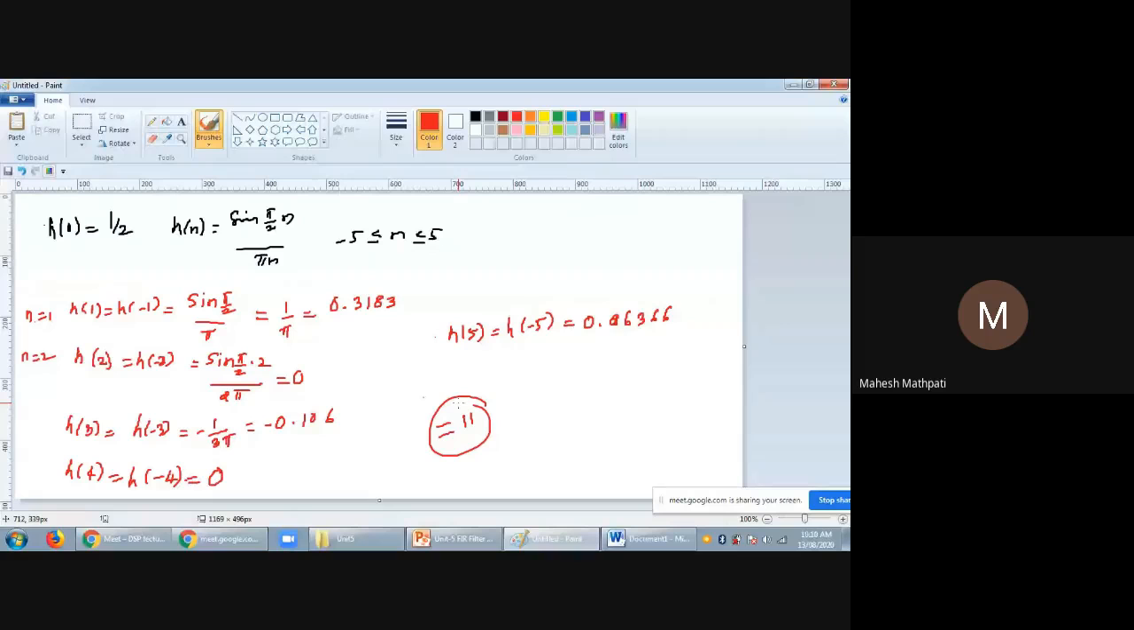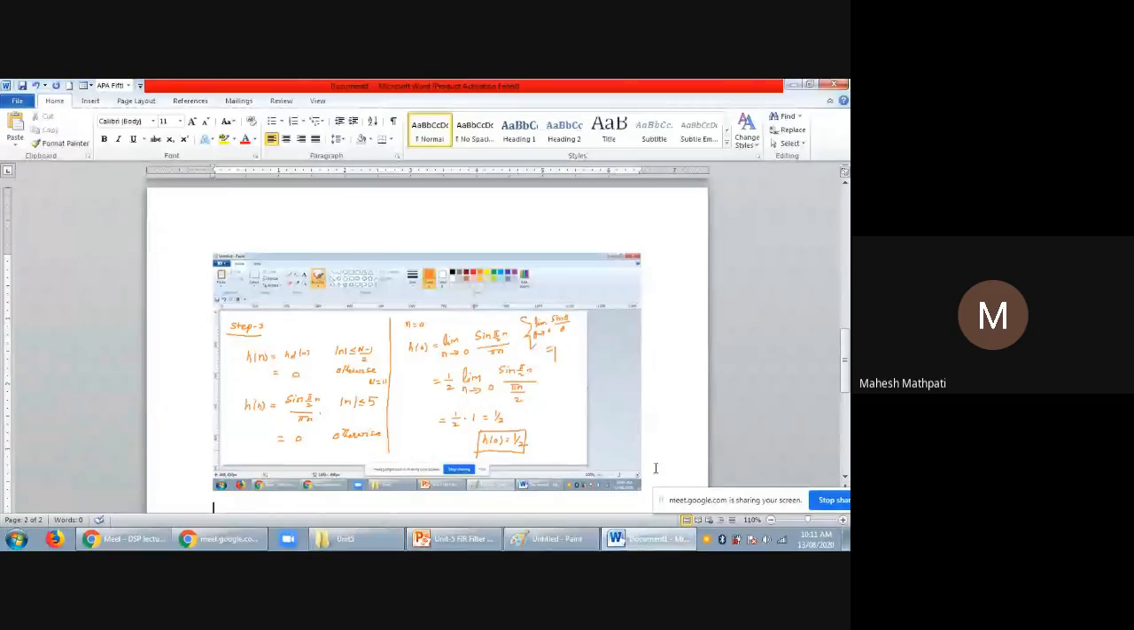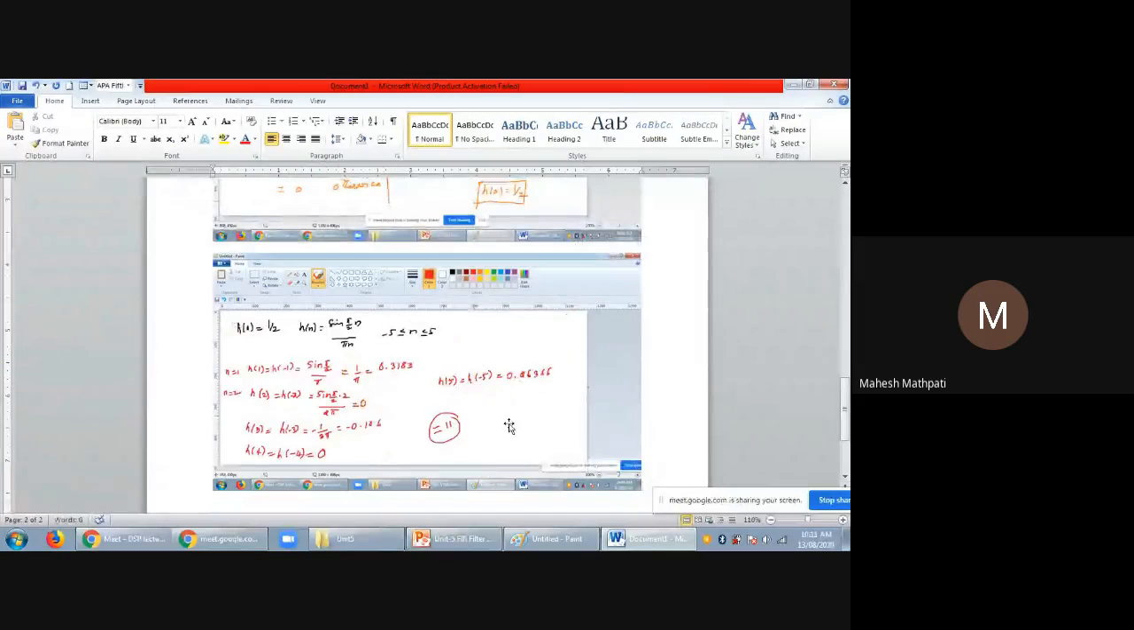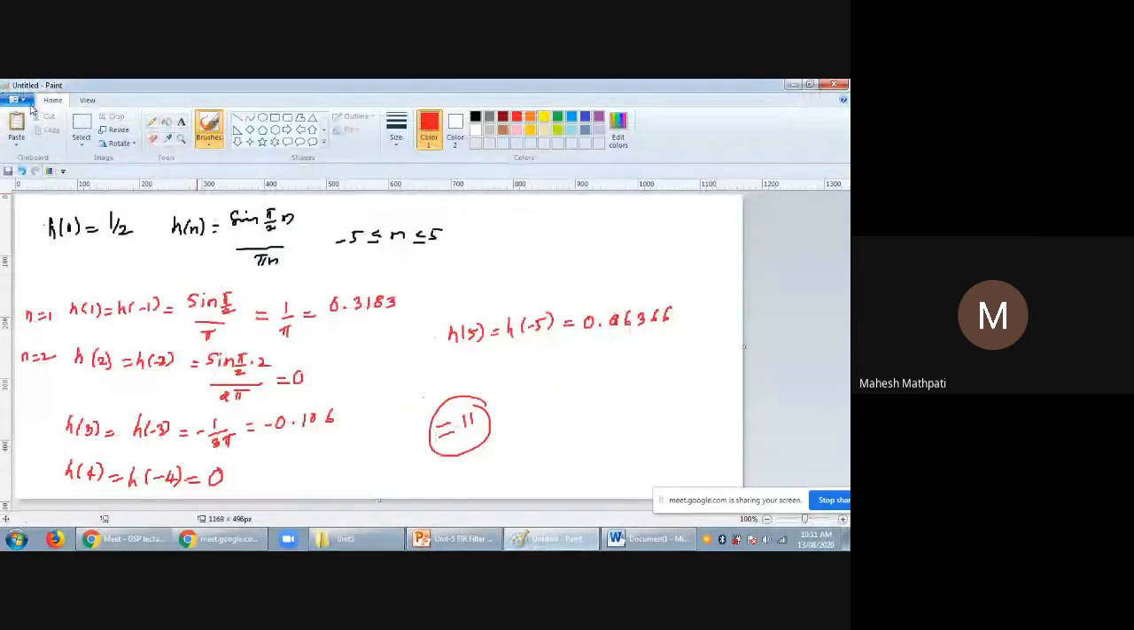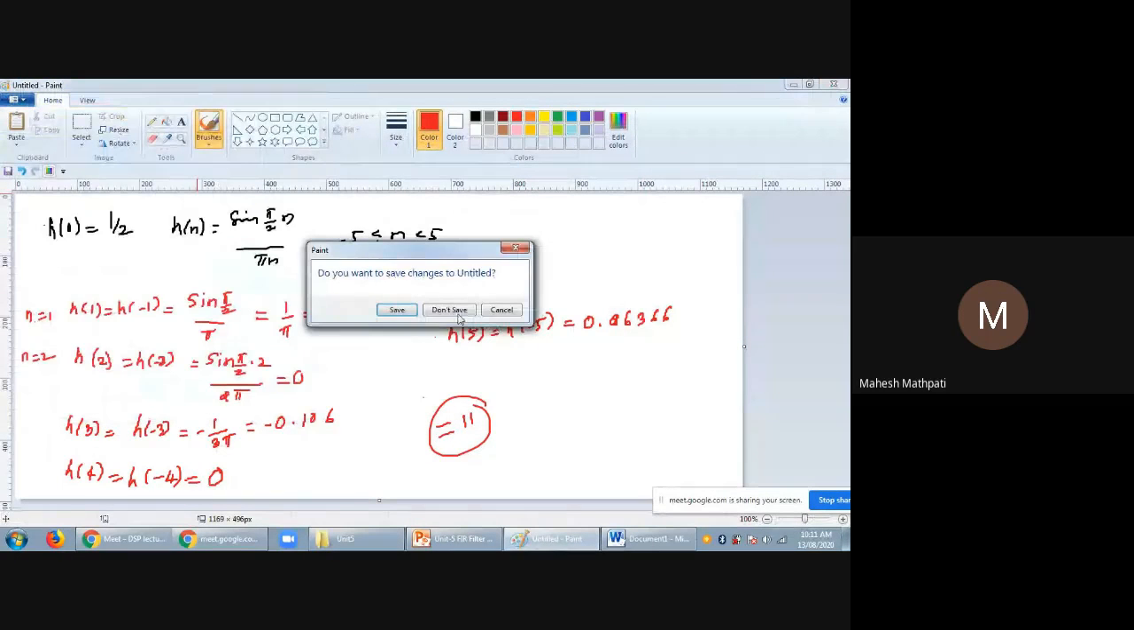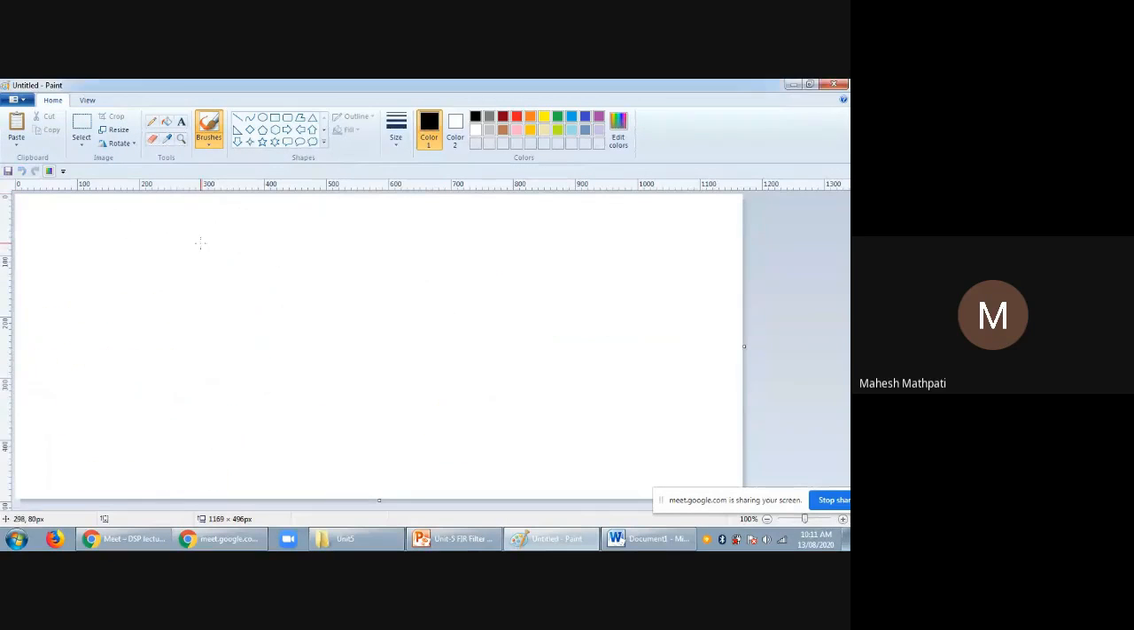Okay. Now let's move to the next step. What is the next step? Can anyone tell me? Find the transfer function. Is it step 5 for us? No, sir, it is step 4. Okay, it is step 4. Let us write step 4. So, to find the transfer function.